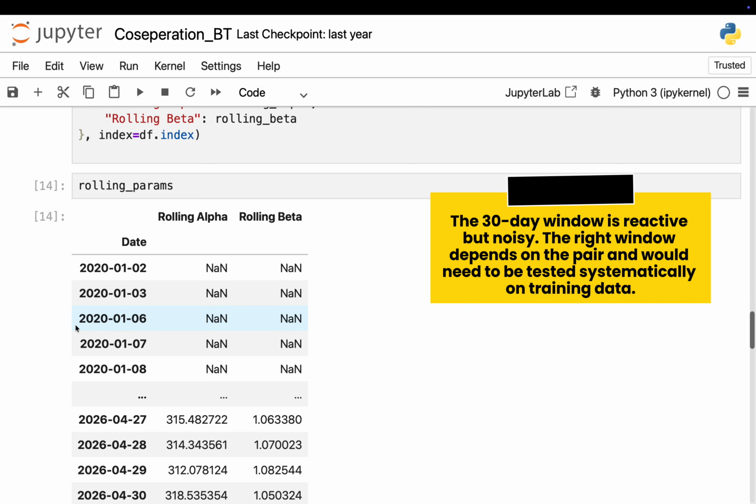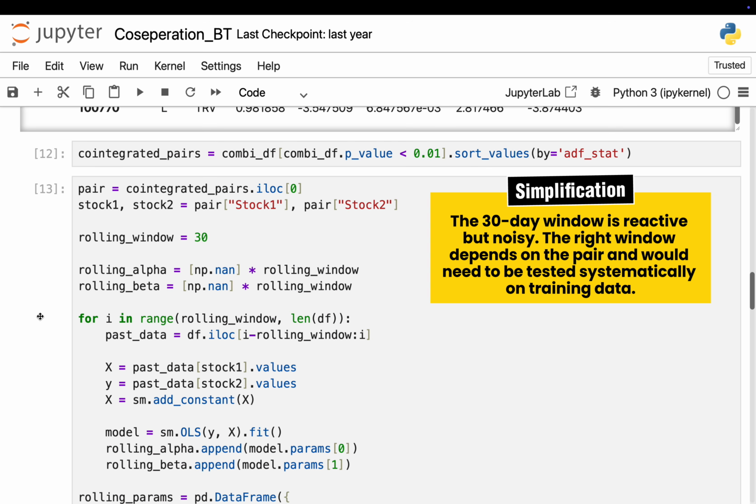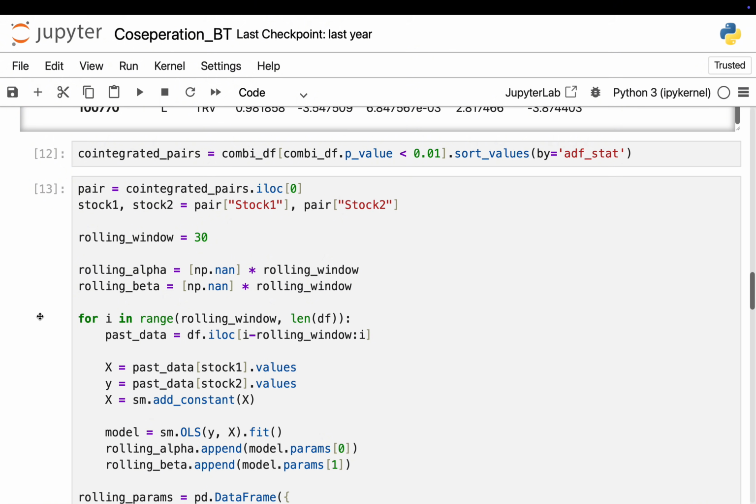Simplification, 30-day window is untested. 30 days is reactive but noisy. The right window, let's say 60, 90, 252 days, depends on the pair. In a real strategy, you test multiple lengths on training data only.